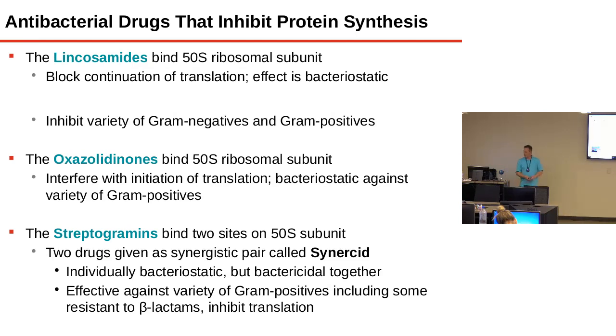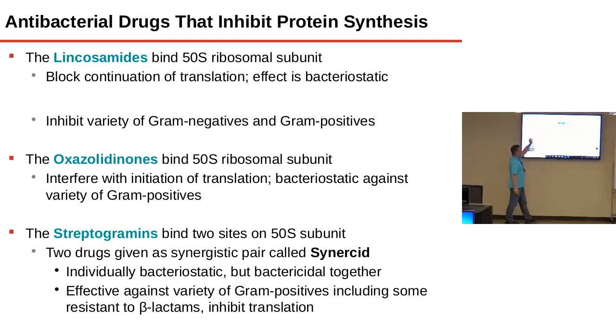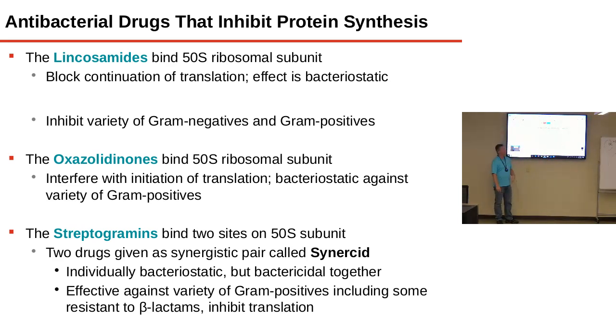All right, so then we just go through some others here. There's nothing that's terribly exciting about any of them. Lincosamides are going to bind the 50S ribosomal unit, block continuation, and inhibit a variety of gram negatives and gram positives. And these are all just classes, right? The class is going to be the protein synthesis inhibitors, and then these are different groupings underneath them.